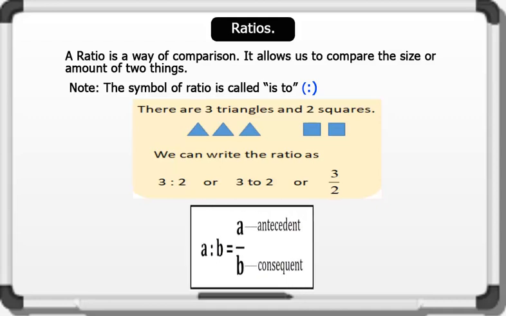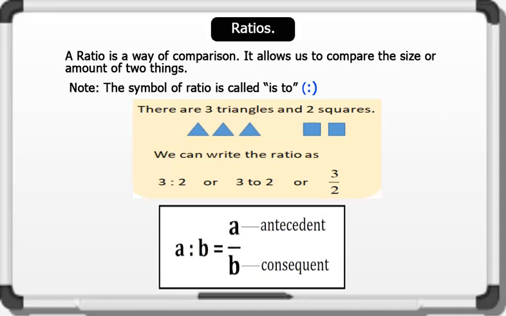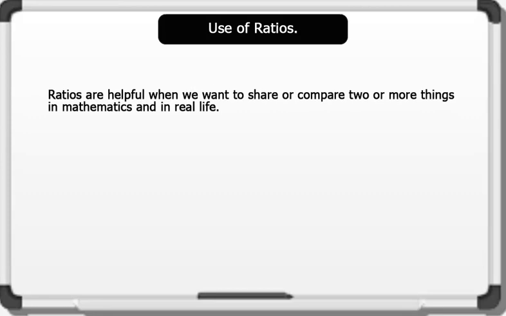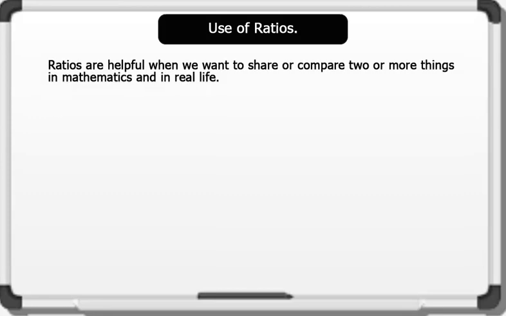A ratio compares two quantities by division, with the number being divided called the antecedent, and the number that is dividing called the consequent. Ratios are helpful when we want to share or compare two or more things in mathematics and in real life.